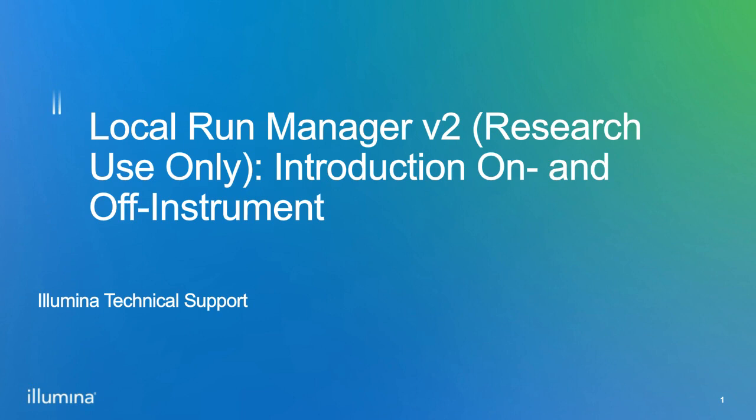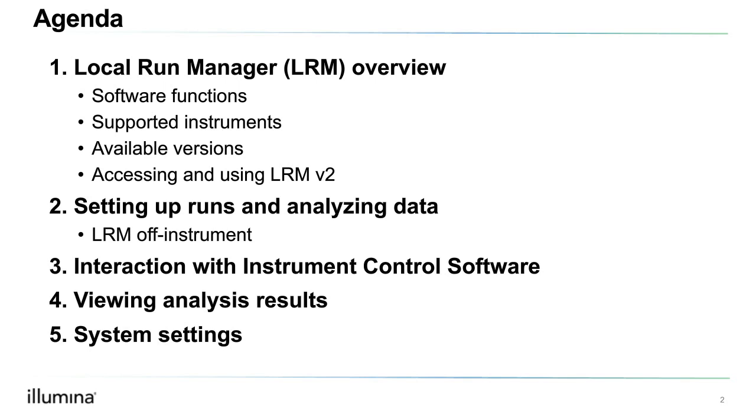The topics we are going to cover today are the Local Run Manager overview, sometimes shortened as LRM, and we will talk about software functions, supported instruments, and available versions on the instrument and off instrument. Next, we will talk about how to access and use Local Run Manager version 2. Especially, we will cover how to set up the run, how to set up the analysis, how Local Run Manager interacts with instrument control software, how to view analysis results, and finally, how we can use system settings.